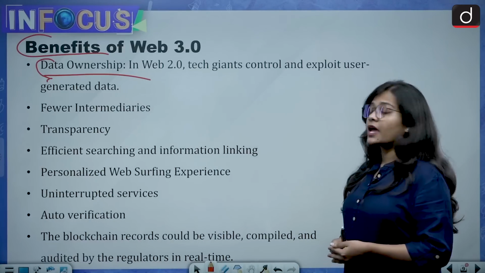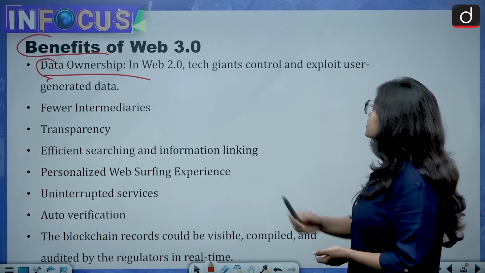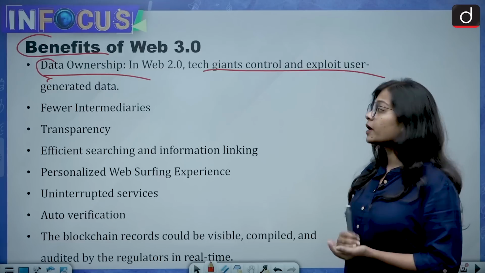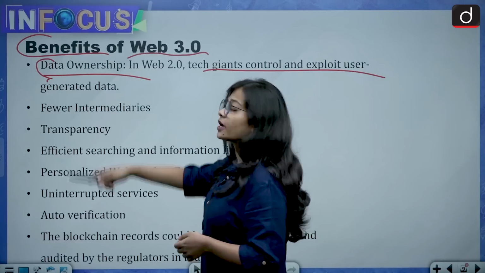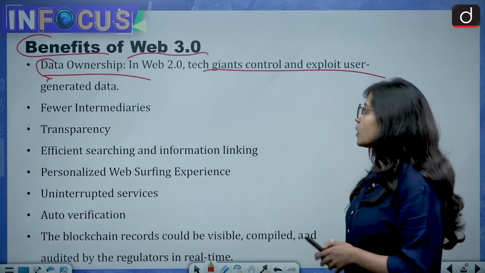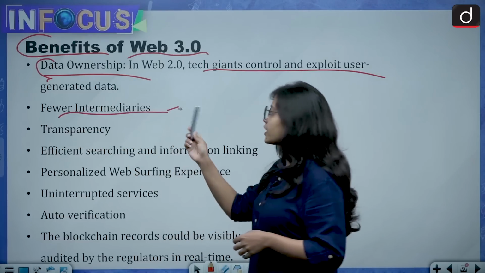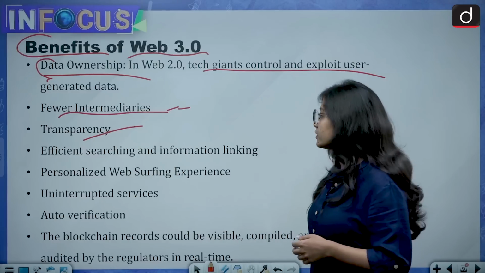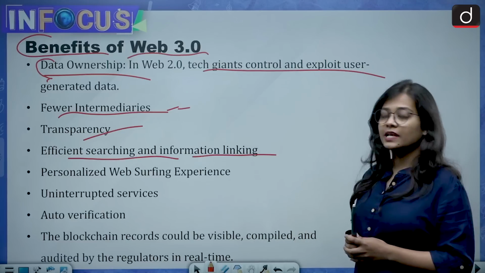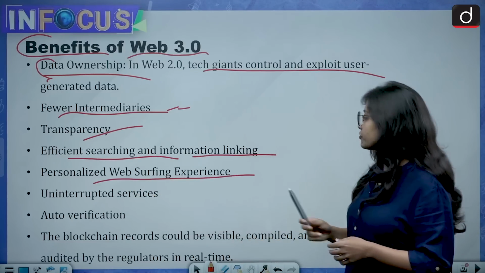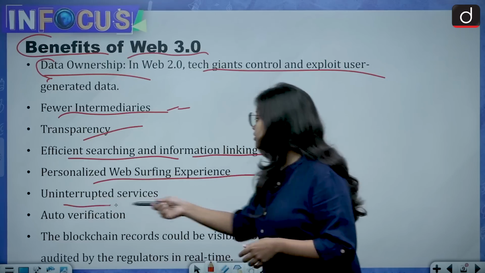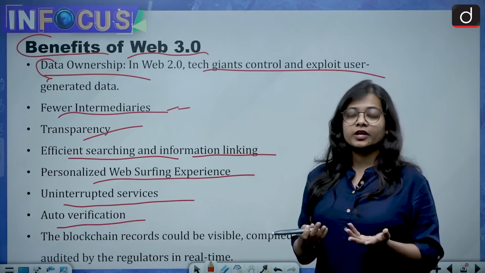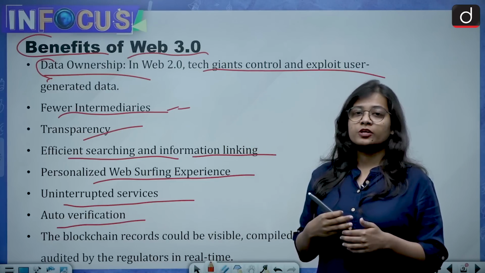Then the data ownership: in Web 2.0, the tech giants controlled and exploited user generated data, but in Web 3.0 that will be a decentralized internet. Then fewer intermediaries will be there, work could be done at a faster speed. Then transparency will be maintained, efficient searching and information linking, personalized web surfing experience, uninterrupted services, auto verification can be done, as verification used to take a lot of time and disturb people's time and schedule a lot.